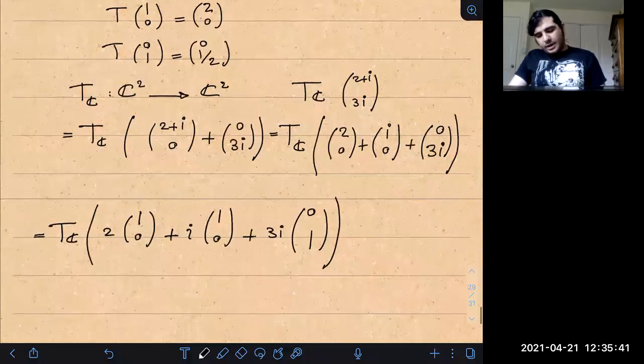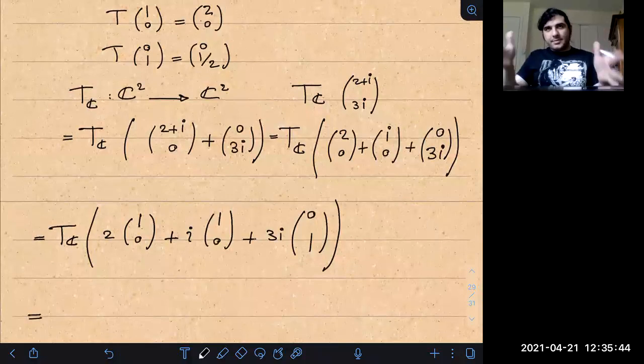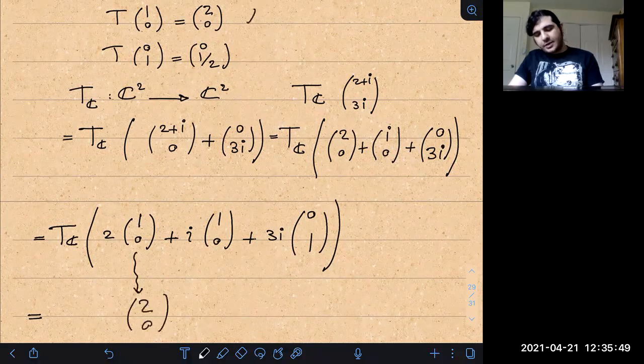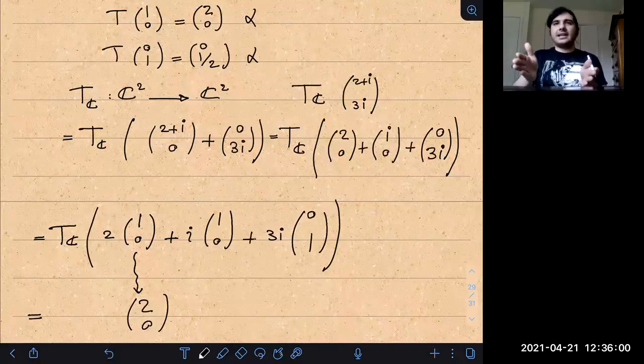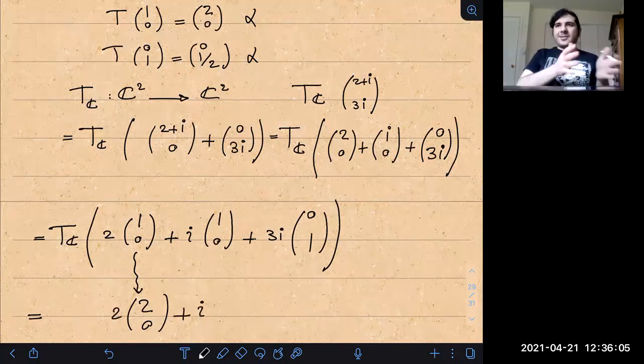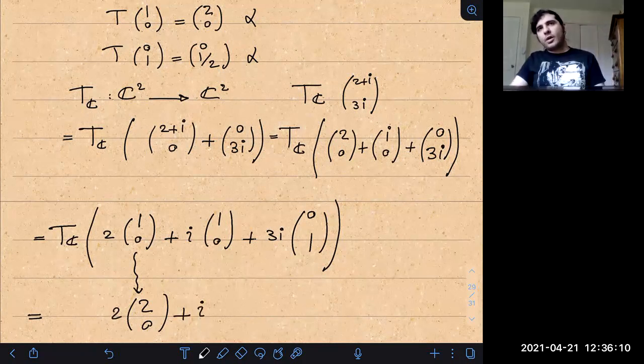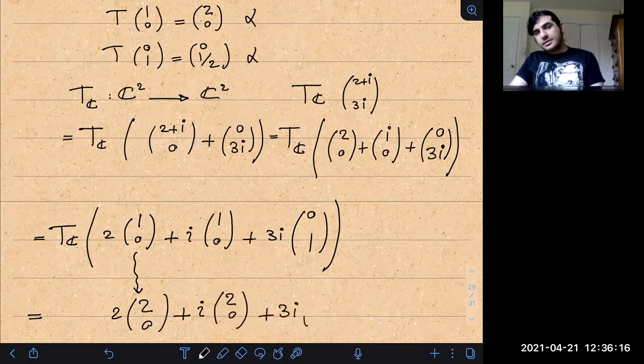What is the image of (1,0) under this map T? We know (1,0) goes to (2,0). Look at the definition of our linear map up there. It's a linear map. If (1,0) goes to (2,0), then 2 times that would go to 2 times (2,0), plus i, which I would keep outside just like it's a scalar, since the linear map doesn't care about that, right? And (1,0) also goes to (2,0). Plus 3i times (0,1), which goes to (0,1/2).